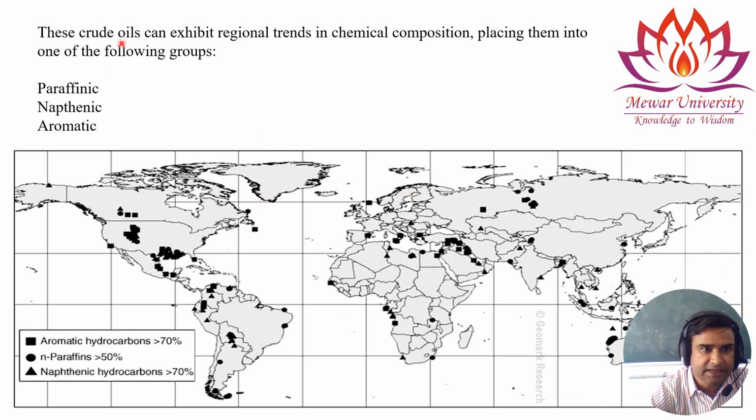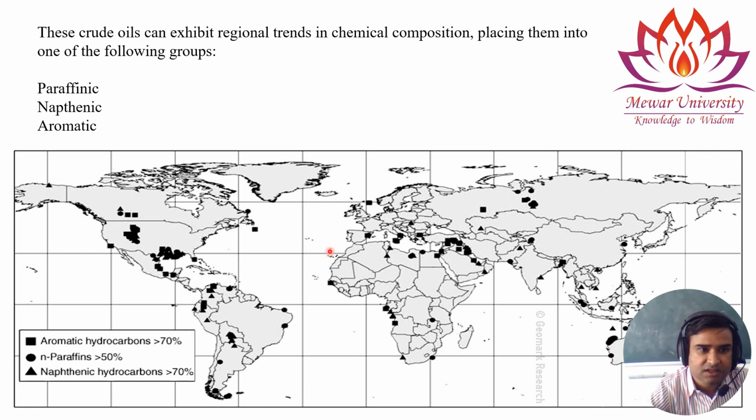So the crude oil can exhibit regional trends in chemical composition, placing them into one of the following groups: paraffinic, naphthenic and aromatic. Based on these three groups, the crude oils are categorized. Aromatic hydrocarbons are greater than 70% of the total world's crude oil, normal paraffins are greater than 50% in the world's crude oil, and naphthenic hydrocarbons are greater than 70%.